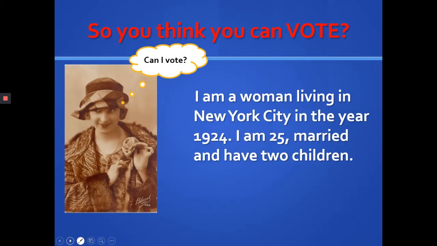So let's make another inference. Here we have a woman living in New York City in the year 1924. She is 25, married, and has 2 children. Can she vote? Let's make that inference. I want you to pause the video and decide if she can or cannot vote.